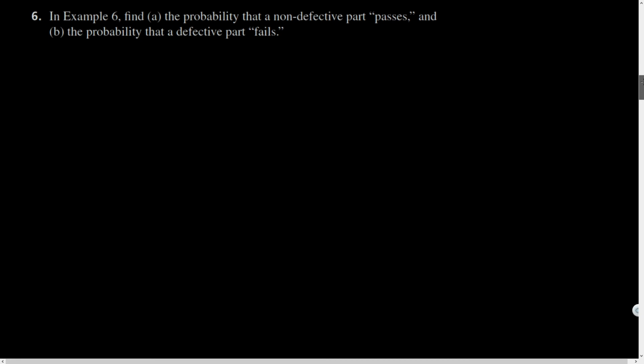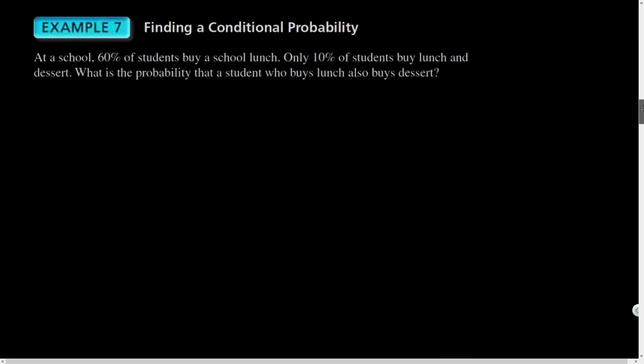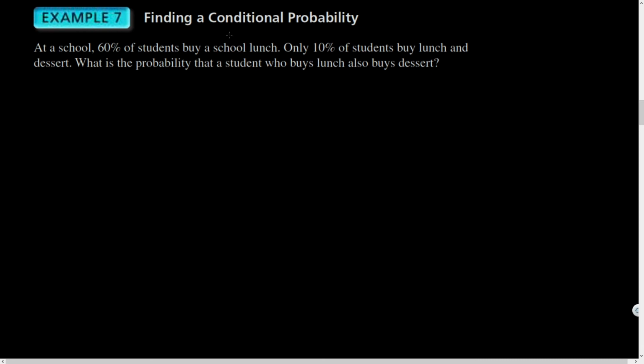So, an example: find the probability that a non-defective part passes. No, for sake of time, I gotta keep cruising. I'll skip that one for now. Here we go. Finding a conditional probability. At a school, 60% of students buy a school lunch. Only 10% of students buy lunch and dessert. What is the probability that a student who buys lunch also buys dessert?